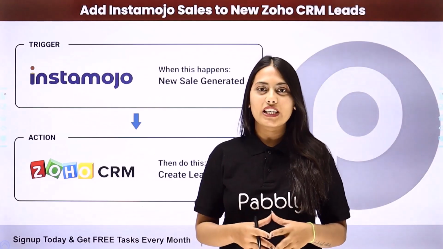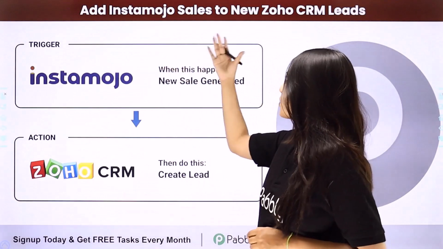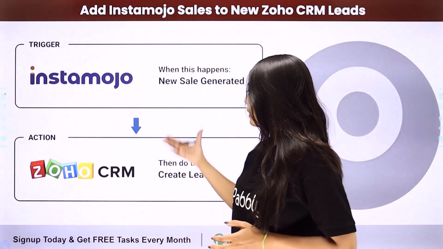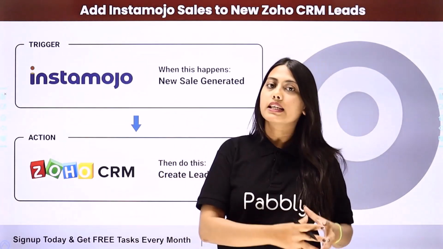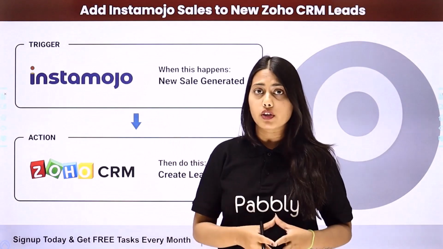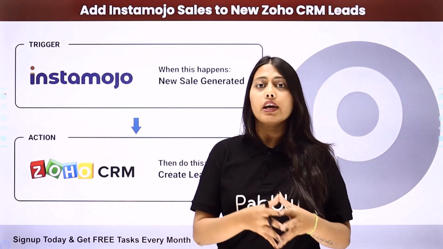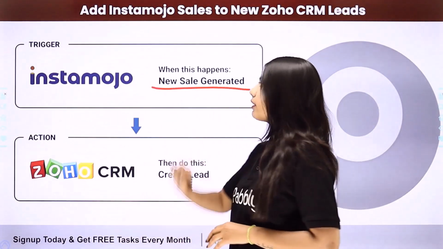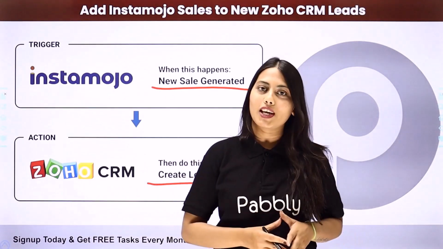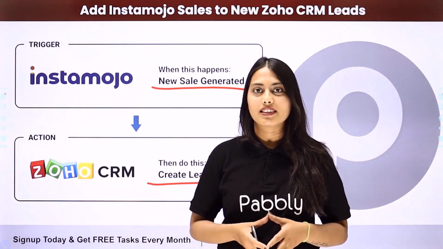Hello everyone, today we will learn how to add Instamojo sales to new Zoho CRM leads. So we can add the new leads in Zoho CRM whenever a new sale is generated in your Instamojo. So we can create an automation with this process with the help of Pabbly Connect, where our trigger will be the new sale generated in Instamojo and our action will be to create a lead in Zoho CRM. Let us learn how to do it.